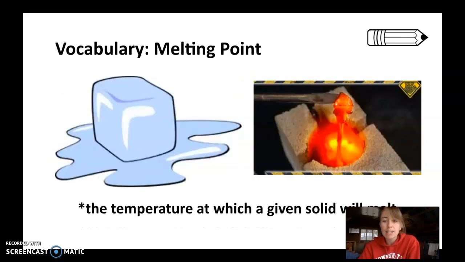All right, and the last one is melting point. So this is the temperature at which a given solid will melt. So all of our different elements have different melting points.